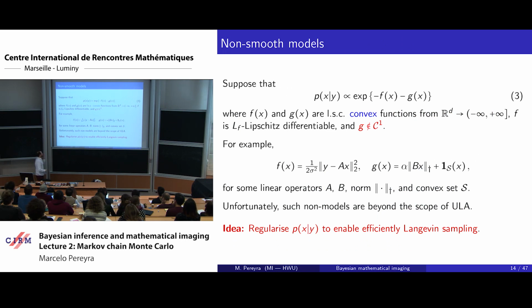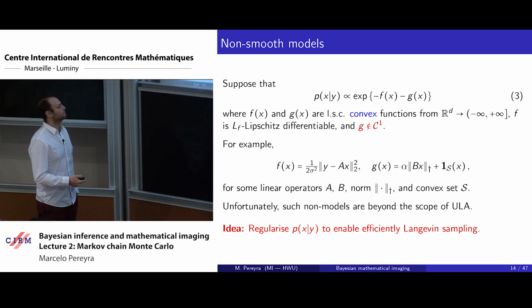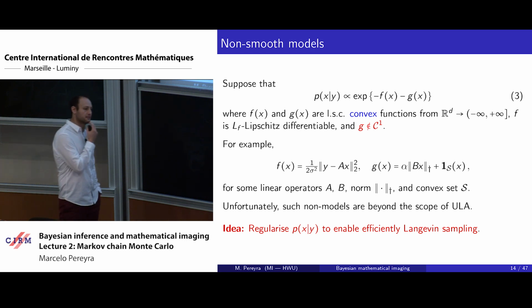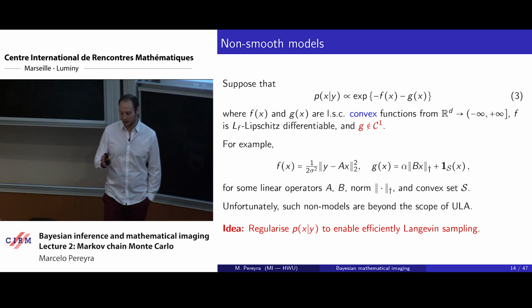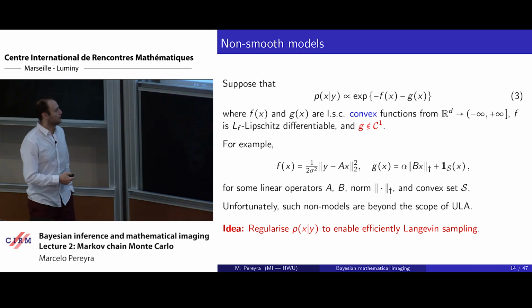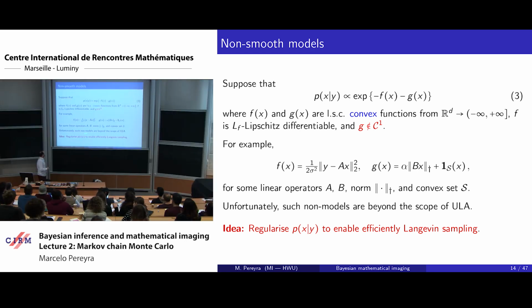So for instance, if you're dealing with models that look like this, a smooth term that is Lipschitz differentiable, and then a nasty term G that has the non-differentiable parts, you can't use ULA. Or MALA. MALA is the Metropolis adjusted version of ULA. And that, and the fact that the stats community and the imaging community don't talk as much to each other as they should, is mainly the reason why we were not using those methods in imaging. And the idea that I'm going to present now is very simple.